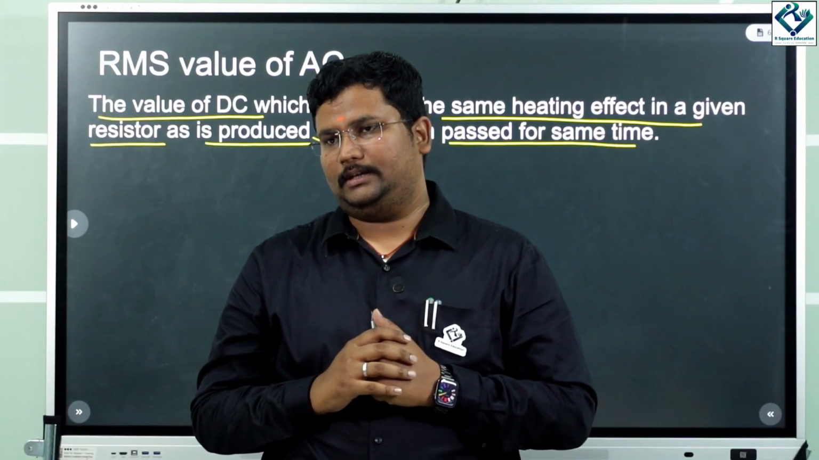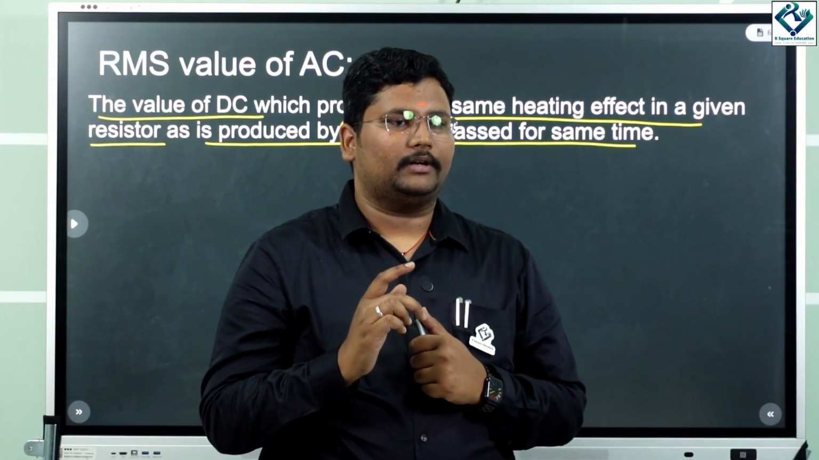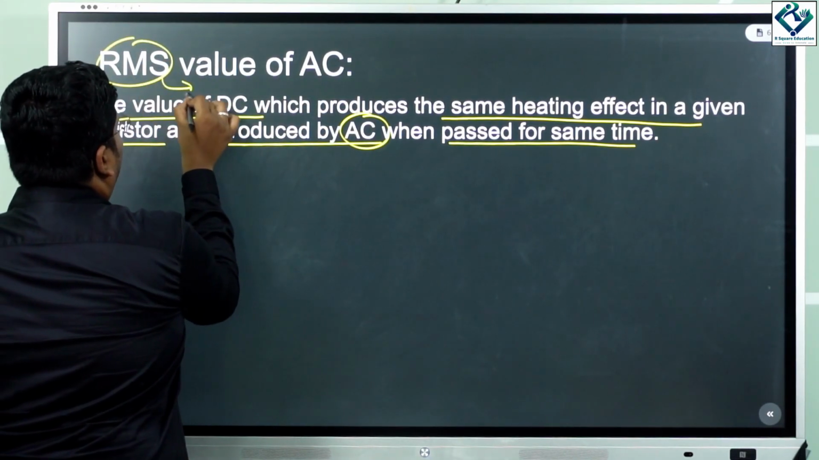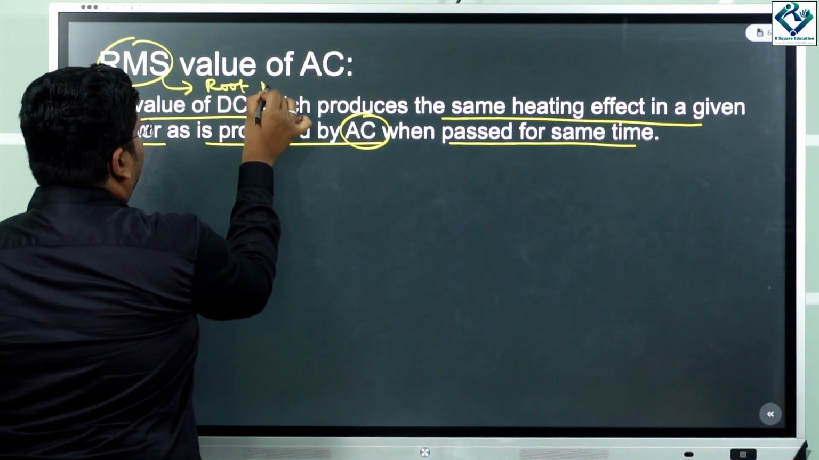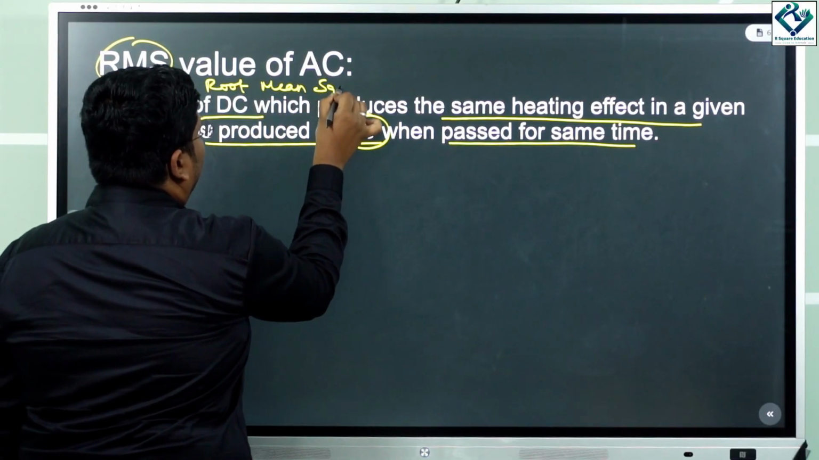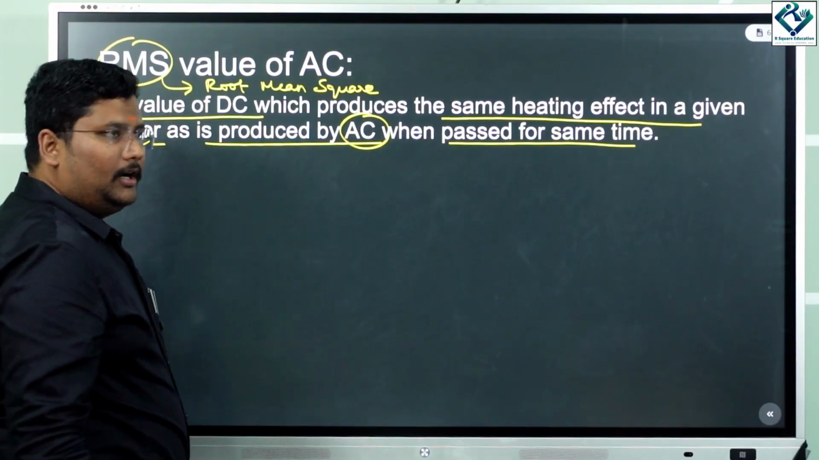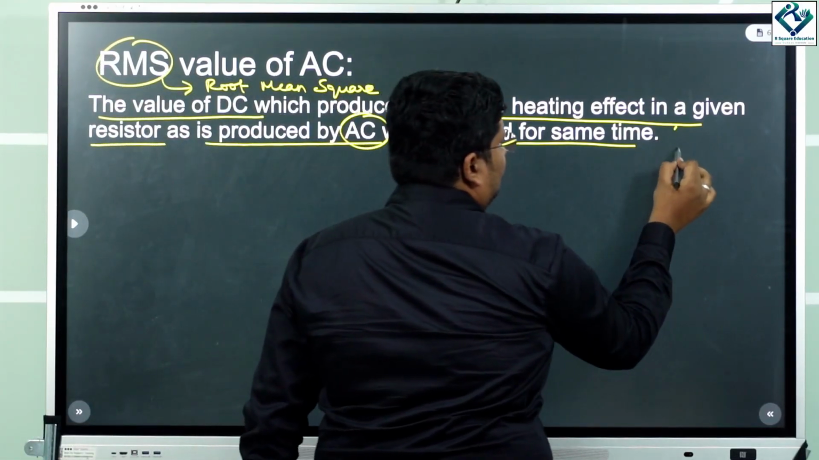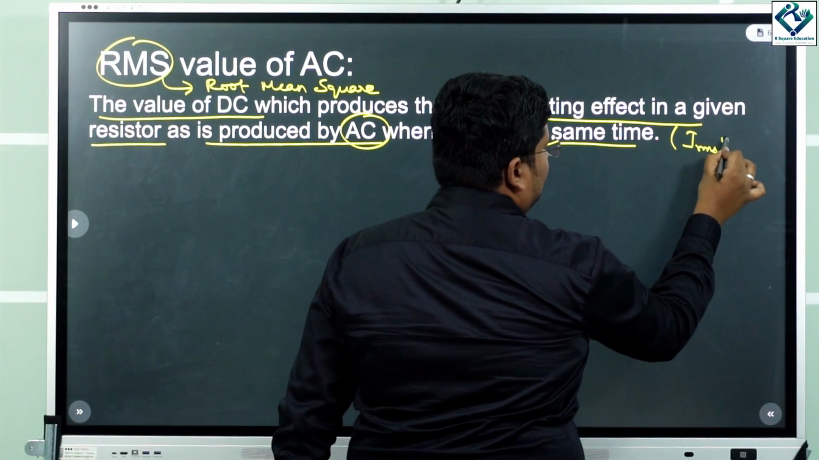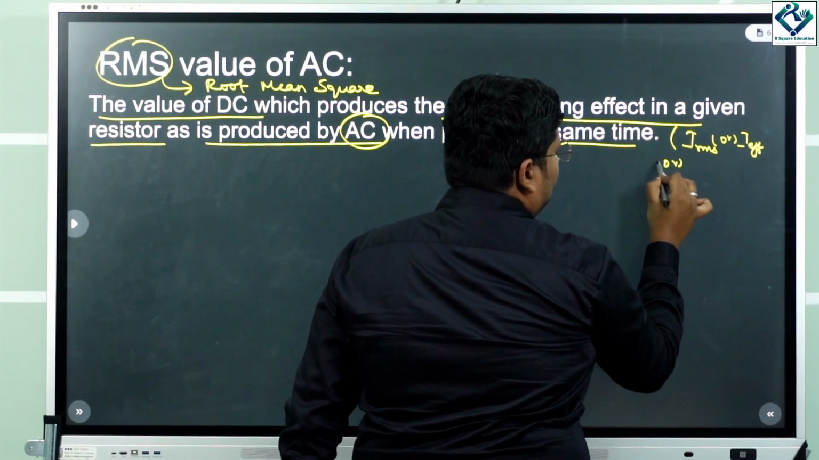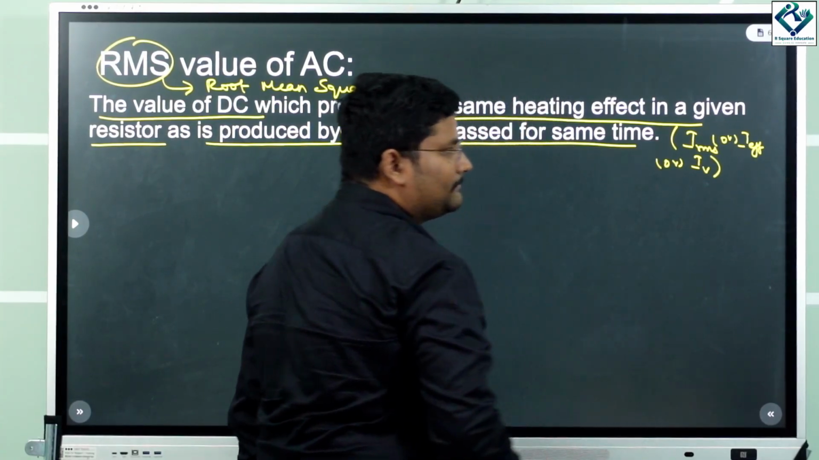What is RMS actually? We call it the root mean square value. Or otherwise, we have something which is I RMS, or I effective, or I virtual.